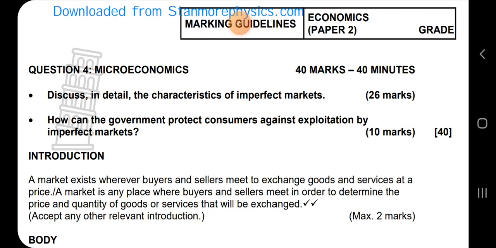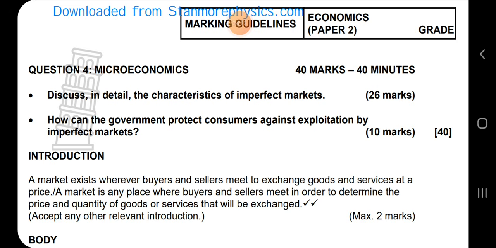Okay? So let's talk question 4, microeconomics. Discuss in detail the characteristics of imperfect market. So number 1, you're going to list all the characteristics of imperfect market and explain them in detail. Give examples, okay? That is for 26 marks. For 10 marks, it's an additional question.